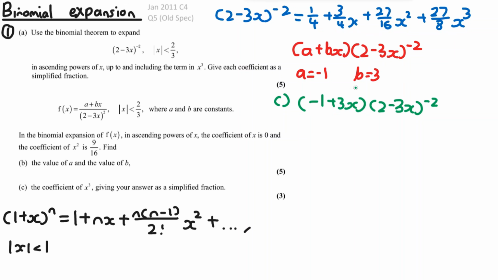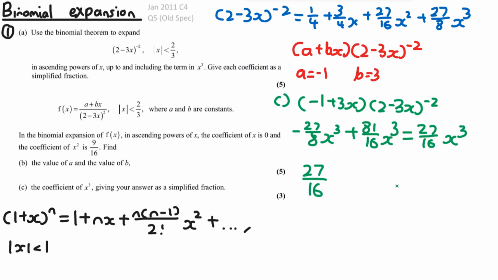So the coefficients of x to the power of 3 is going to be when minus 1 multiplies 27 over 8 x to the power of 3 to give minus 27 over 8 x to the power of 3, and when 3x multiplies 27 over 16 x to the power of 2 to give 81 over 16 x to the power of 3, like this. And if you put this into a calculator, it gives out the value of 27 over 16 x to the power of 3. So the coefficient of x to the power of 3 in a simplified fraction is 27 over 16.